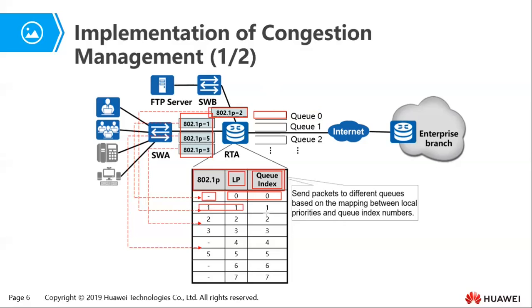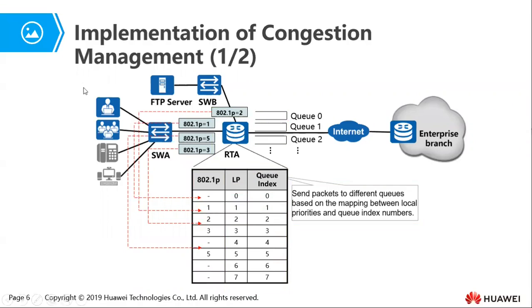If you've come with a classification of 1, your local priority is 1, and we place you on queue number 1. If you come in with a marking of 2, then your local priority is also 2, and we place you on queue number 2, and so on and so forth. So generally, that is how we do congestion management. You send packets to different queues based on the mapping between the local priority (LP) and the queue index number.